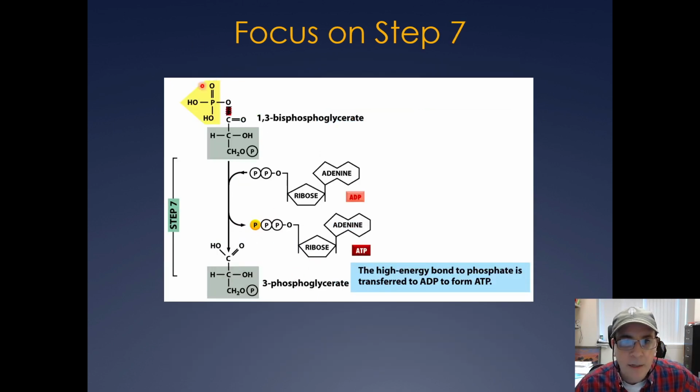And then this high energy phosphate on step 6, which is part of the 1,3-bisphosphoglycerate, actually gets added to the ADP to form ATP. And then you're left with 3-phosphoglycerate. So the high energy bond, the phosphate, is transferred to the ADP to form ATP.